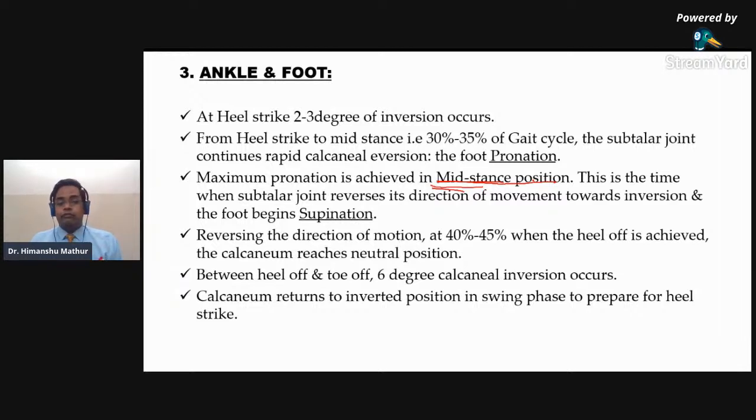Now, between the heel off and toe off, 6 degrees of calcaneal eversion occurs. So there is some amount of increased supination from heel off to toe off also, and the foot stays in supination during the swing phase, and some amount of swing is increased while the foot is planning to get into the heel strike again at the stance phase.